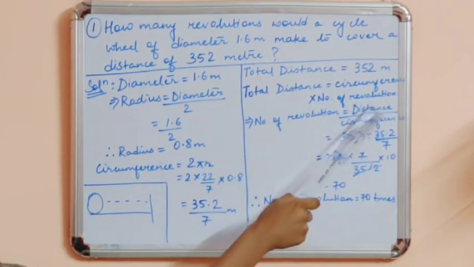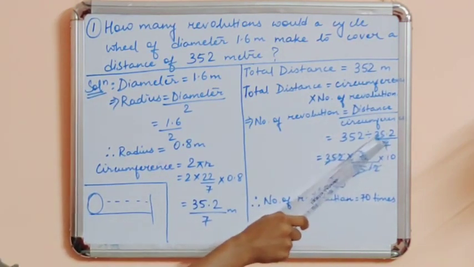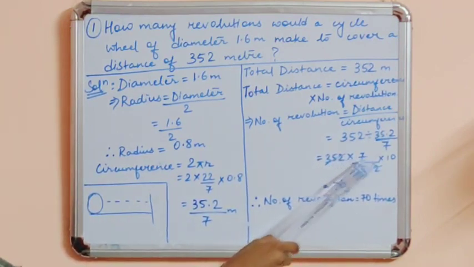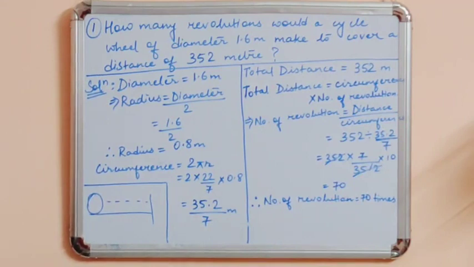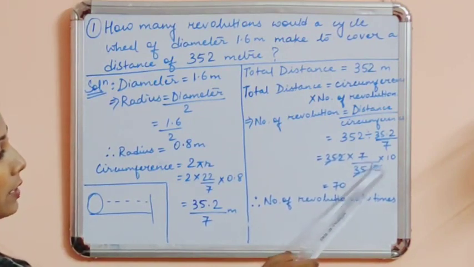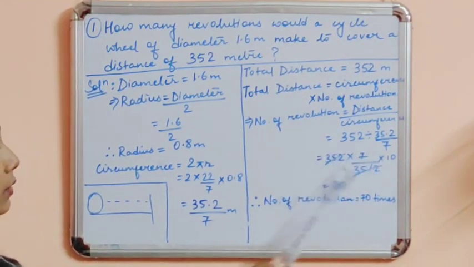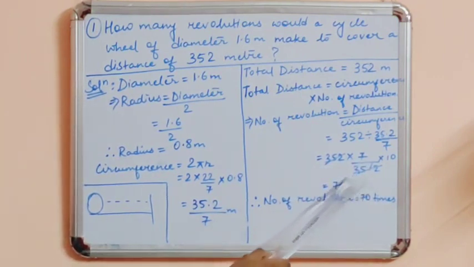So number of revolutions is total distance, that is 352 divided by 35.2 by 7. If we change this sign to multiplication, we have to take the reciprocal of this fraction. So this is equal to 352 into 7 by 35.2. Now see here, this is a decimal number, so we will remove this decimal sign by multiplying this number with 10. So 352 and 352 will get cancelled and 7 into 10 is 70. So the total number of revolutions is 70 times.